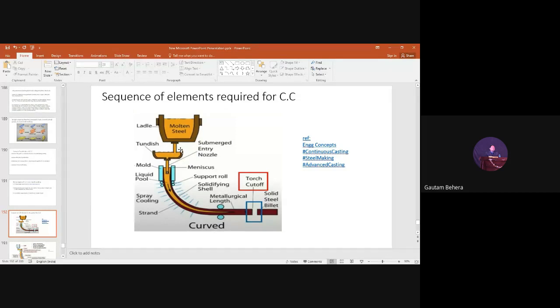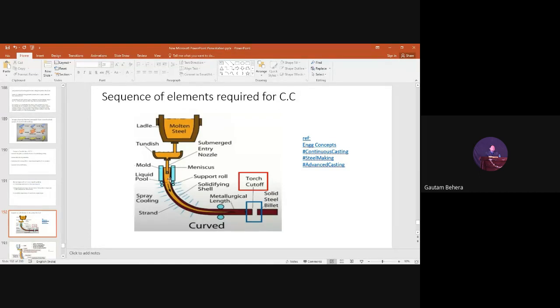Next to the tundish we have a SEN, submerged entry nozzle. This is a refractory material which is dipped into the mold. This part is the mold part. This is actually a copper mold, the mold made up of copper, because copper has high thermal conductivity. We can easily lose the heat from the liquid steel, so that a solid skin of steel will form.